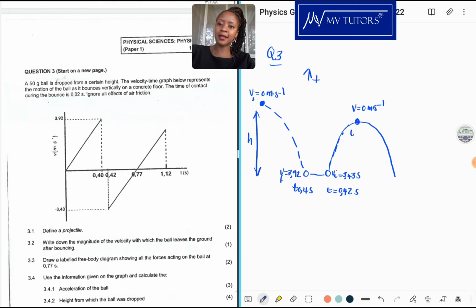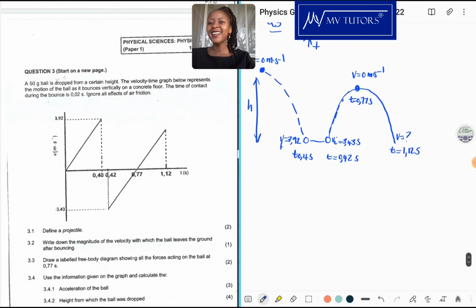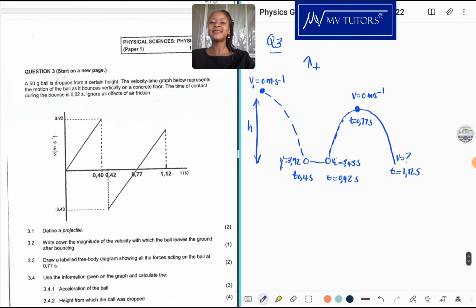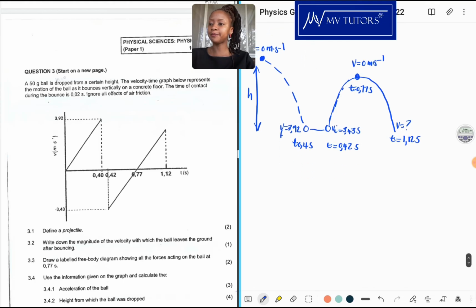Okay, so at time 0.77 seconds, that's where it reaches the velocity of 0, because now it's going to go down again, and it goes down and it reaches the ground at 1.12 seconds. We don't know what the velocity there is. Who knows? Maybe we're going to calculate it. We don't know. So that's basically happening. All right. If I were to draw a displacement time graph, or just in general explaining what's going on.